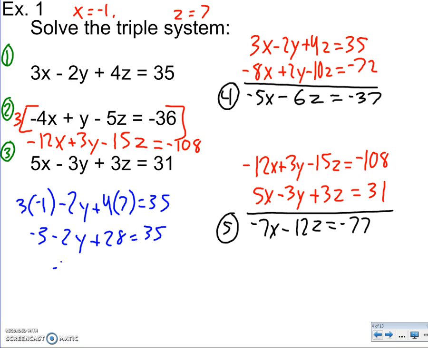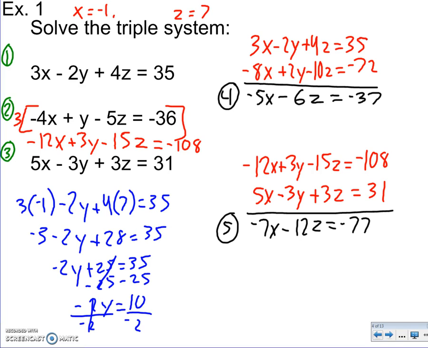Combine like terms, negative 2y plus 25 equals 35. Subtract 25 from both sides. Negative 2y equals positive 10. Divide by negative 2. We get y equals negative 5. So there are my 3 answers. Now remember, it's a coordinate, so it's an ordered triple. So we need to say the answer is negative 1, comma, negative 5, comma, 7.